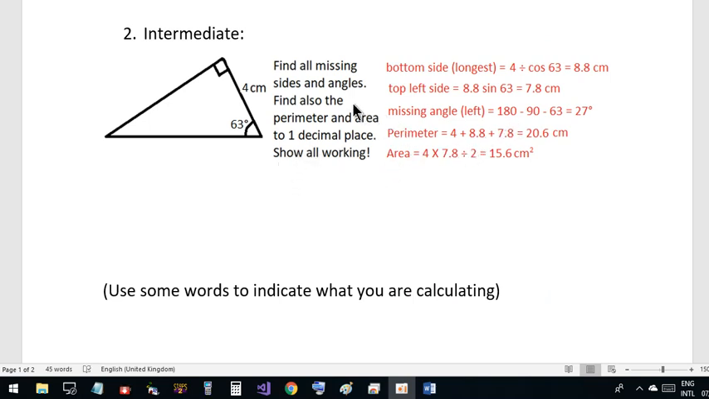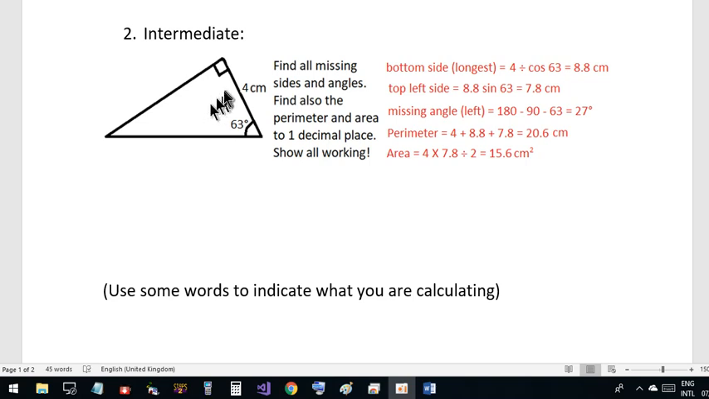Okay, a little bit more difficult. Now, we've got to try and find all of these sides here. If the long side is given, you can find the other two sides using sine and cos, but the long side is not given. When the long side is not given and we want to find the long side, we must use divide.